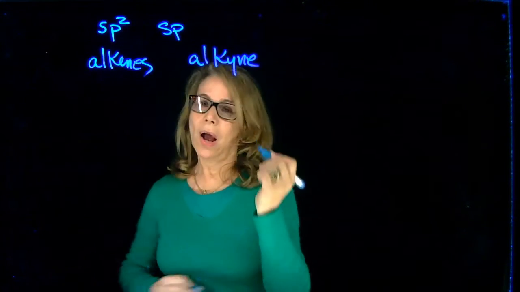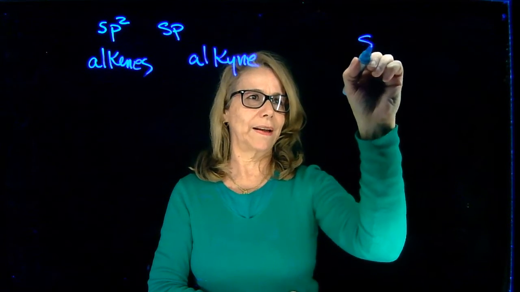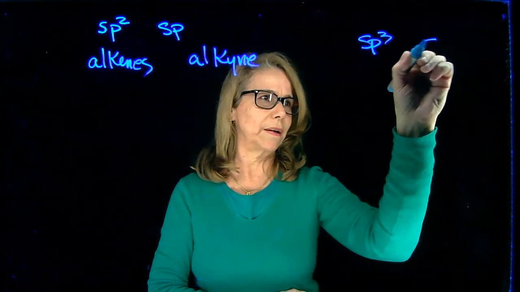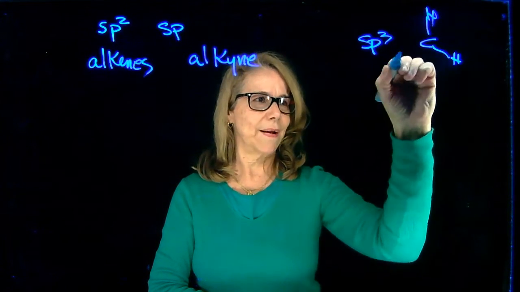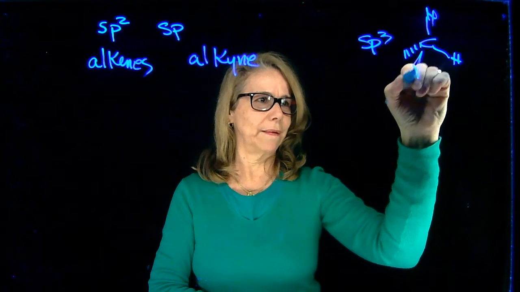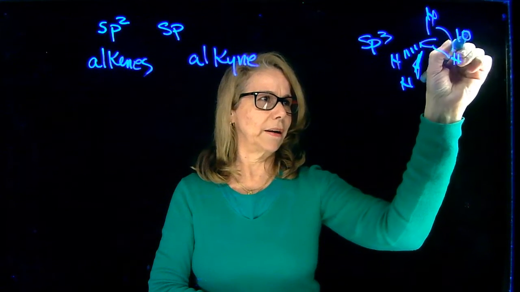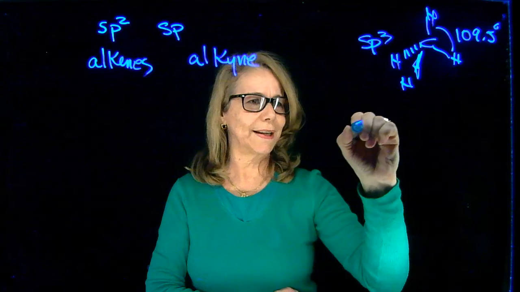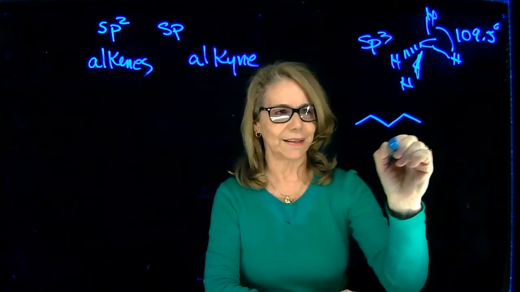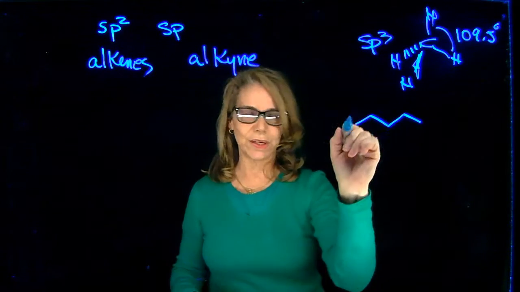Right, so remember that when you had a carbon that is sp3 hybridized, here we have a methane. We need to keep in mind that the ideal angle is 109.5, right? And when we draw an alkane, we're drawing a zigzag like that, and we're keeping that angle close to that. So we need to keep that in mind.